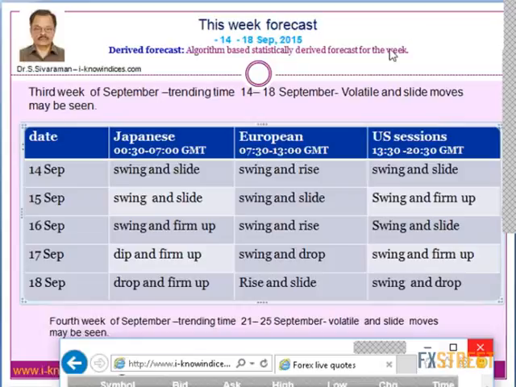During the final quarter. So they are expected to make the swing and slide, and then again tomorrow they are expected to swing, slide for 2 sessions and firm up. Then firm up on Wednesday, and then rise a little bit during the European session, and then make the slide.